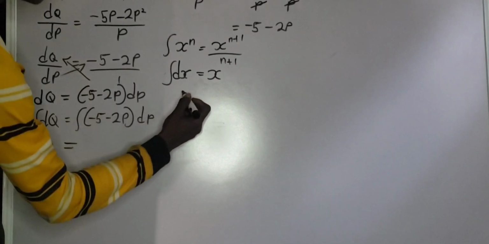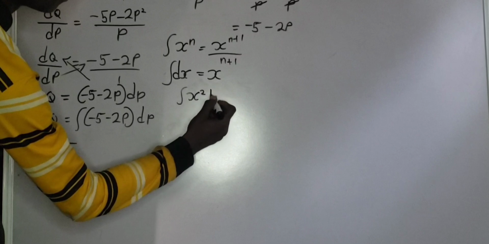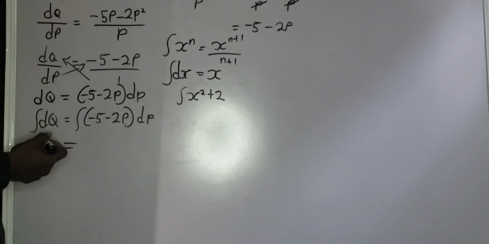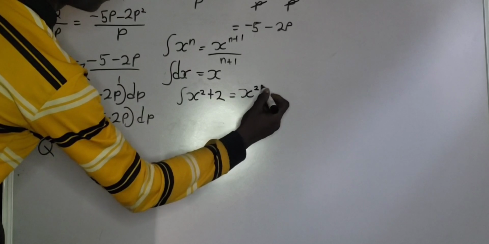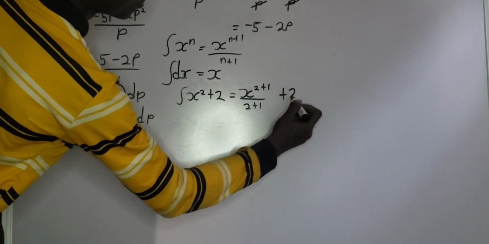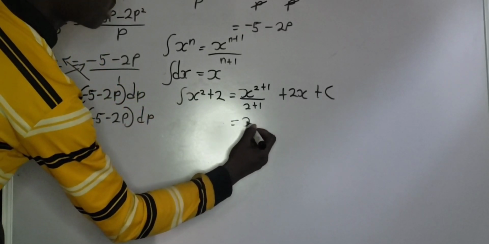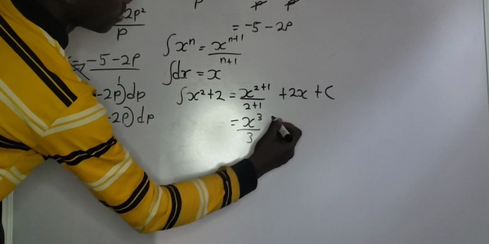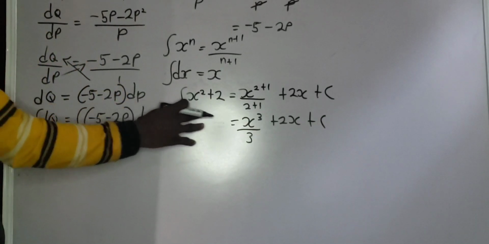Let's say we are asked to integrate x squared plus 2. Okay, the integral of x squared plus 2 will be equal to x raised to the power of 2 plus 1 all over 2 plus 1, plus 2x plus c. So this will be equal to x raised to the power of 3 over 3 plus 2x plus c. So the integration of x squared plus 2 is this.